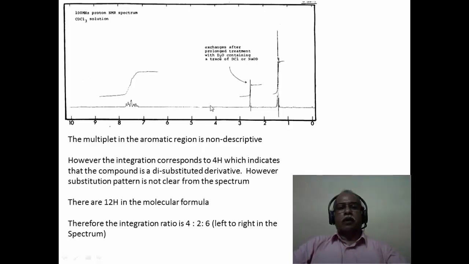This is the NMR spectrum of the compound. Right away one sees the D2O exchangeable hydrogen, but this is not an ordinary D2O exchangeable hydrogen. The D2O exchange happens only after a prolonged treatment with D2O containing traces of either an acid, which is DCl, or a base, which is sodium deuteroxide. That means there is an enolizable hydrogen in this molecule.